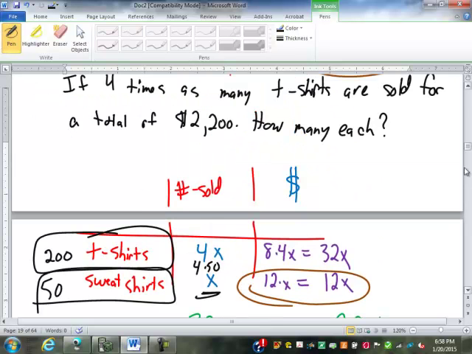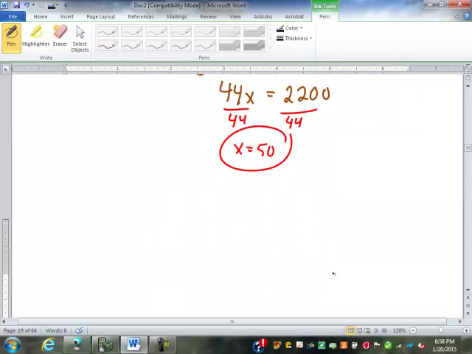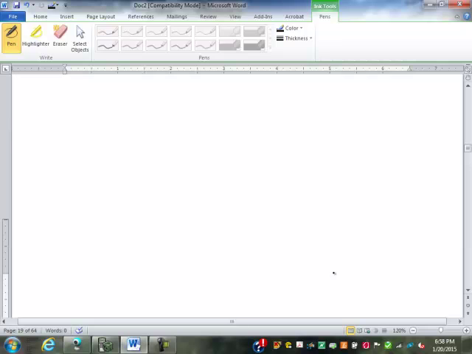Okay. That's one type of example. We've looked at this a few different ways where one item is referenced as a certain number times the other item. But we might have it something like this. Let's say that 7 more t-shirts are sold than sweatshirts.